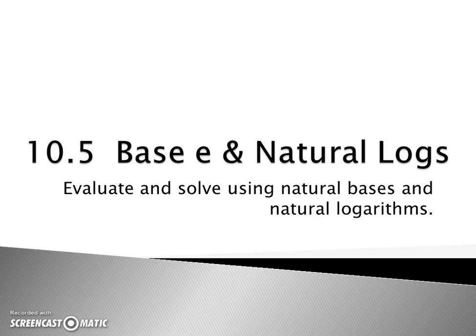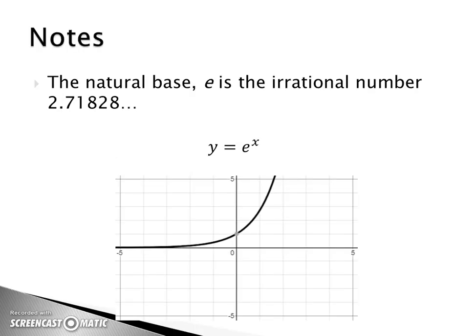Welcome to 10.5. This is base e and natural logs. We're going to evaluate and solve using natural bases and natural logarithms. So to start, the natural base is called e. It is an irrational number. It's 2.71828, so on and so forth.